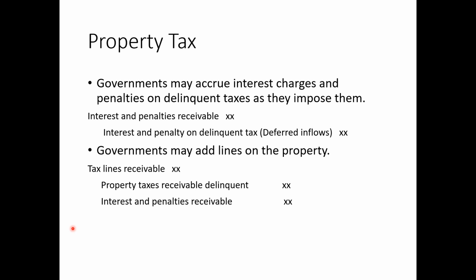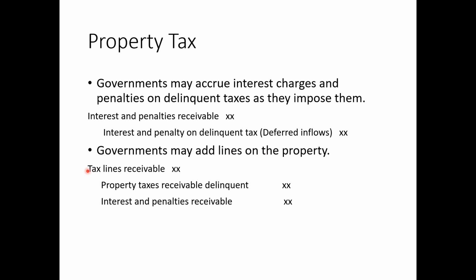Other issues with property tax: government may accrue interest, charges, and penalties on delinquent tax as they impose them. For example, if you want to impose a penalty interest, debit interest and penalty receivables, and we're going to credit, again, a deferred inflow, right? Interest, penalties on delinquent taxes, because they are not available yet.